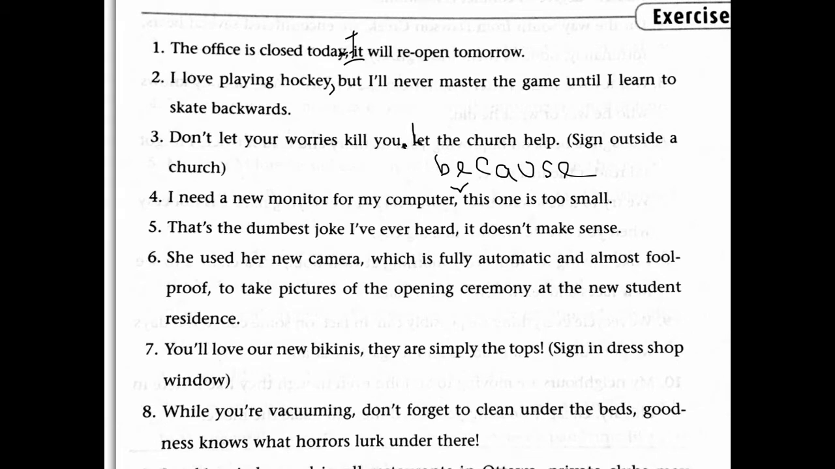Number 5, that's the dumbest joke I've ever heard. It doesn't make sense. Okay, so again, now we've used 2 independent clauses in a sentence and linked them by a comma. The second portion of that sentence is connected to the first one, so the best way to really rectify or fix the situation is instead to turn the comma into a semicolon.